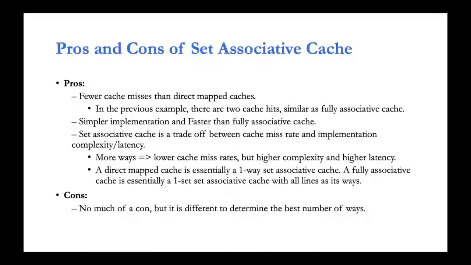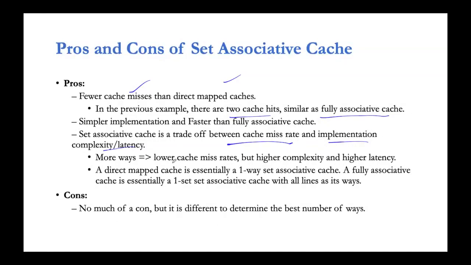Okay, so what are the pros and cons of this one? It has fewer cache misses than the direct mapped cache. In the previous example, there were 2 cache hits we identified, which is similar to your fully associative cache, and it is simpler to implement and faster than a fully associative cache.